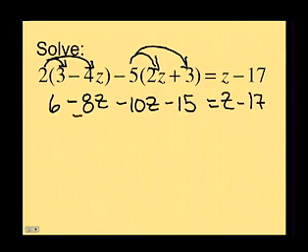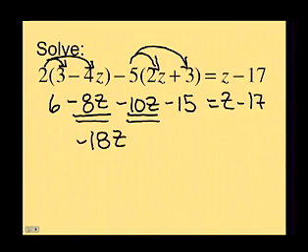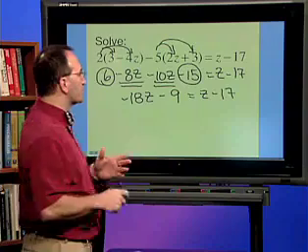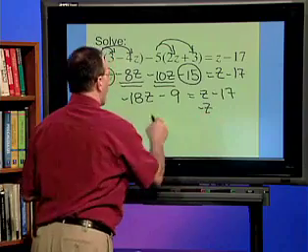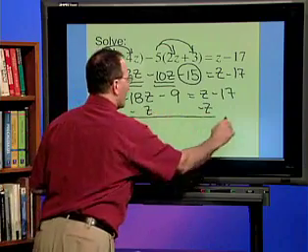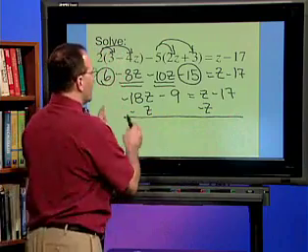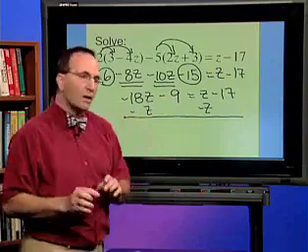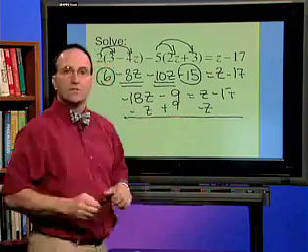Now we can combine our like terms. So negative 8z and negative 10z gives me negative 18z. 6 minus 15 leaves me negative 9. And we have still on the right-hand side z minus 17. Now what we want to do is subtract z from both sides so that I can get the z's together. But at the same time, if I'm going to get the z's together, I also would want to get the constant terms together. So what I'm going to do is add 9 to both sides of this.